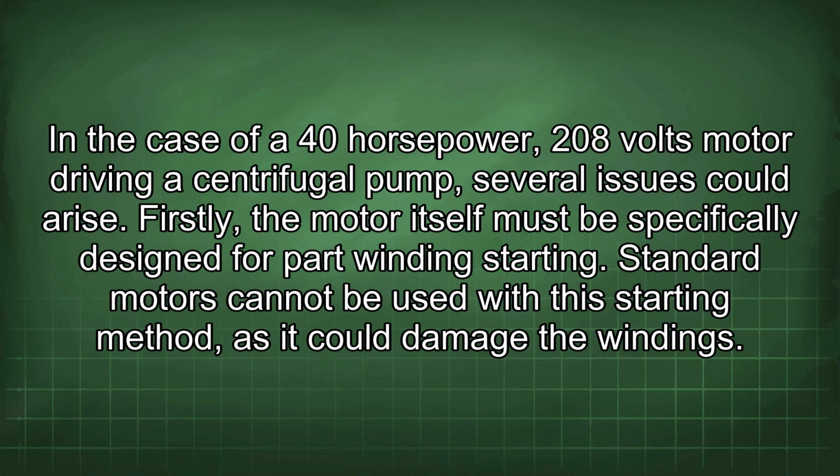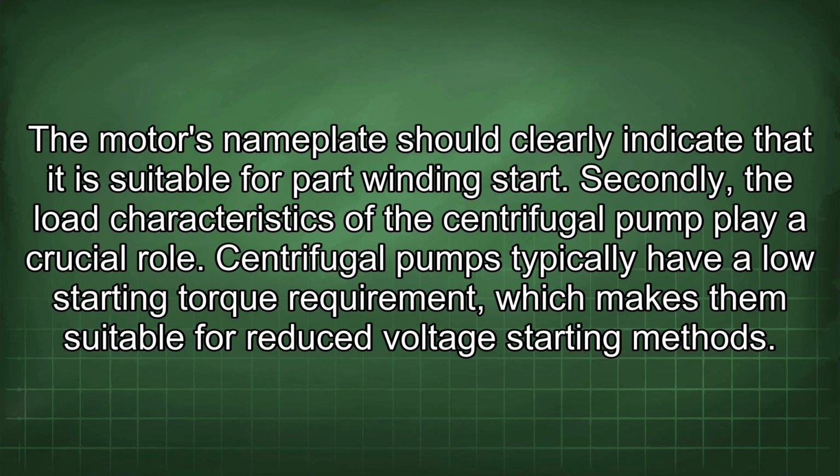Firstly, the motor itself must be specifically designed for part winding starting. Standard motors cannot be used with this starting method, as it could damage the windings. The motor's nameplate should clearly indicate that it is suitable for part winding start. Secondly, the load characteristics of the centrifugal pump play a crucial role. Centrifugal pumps typically have a low starting torque requirement, which makes them suitable for reduced voltage starting methods.